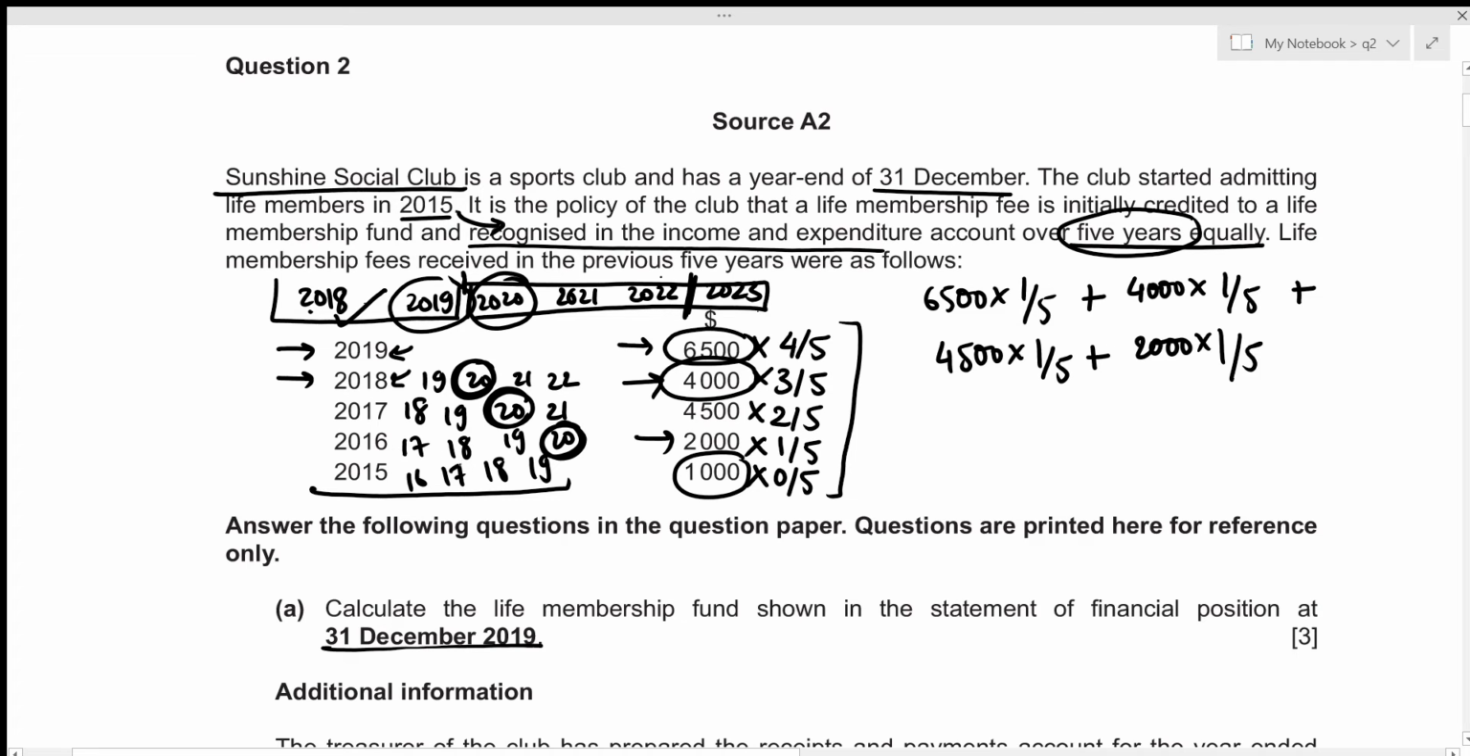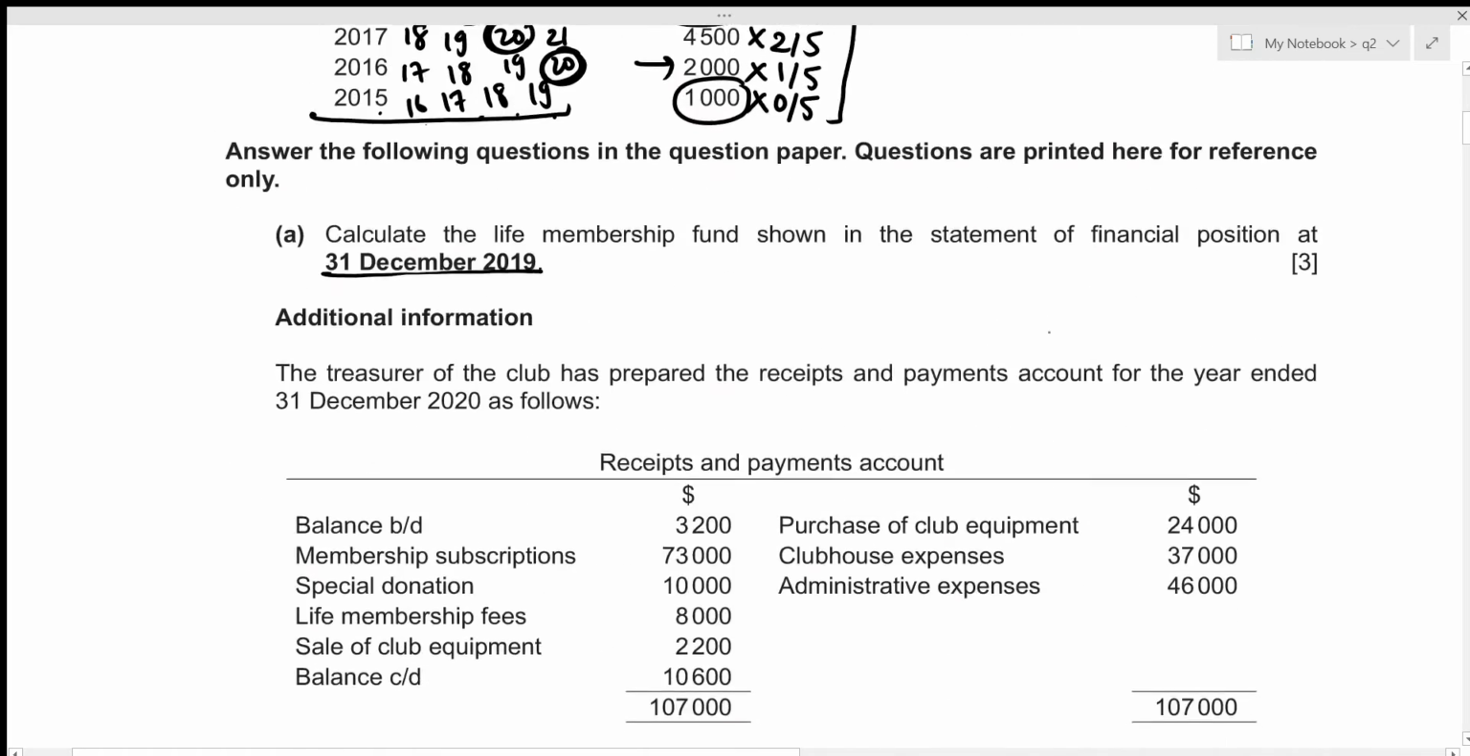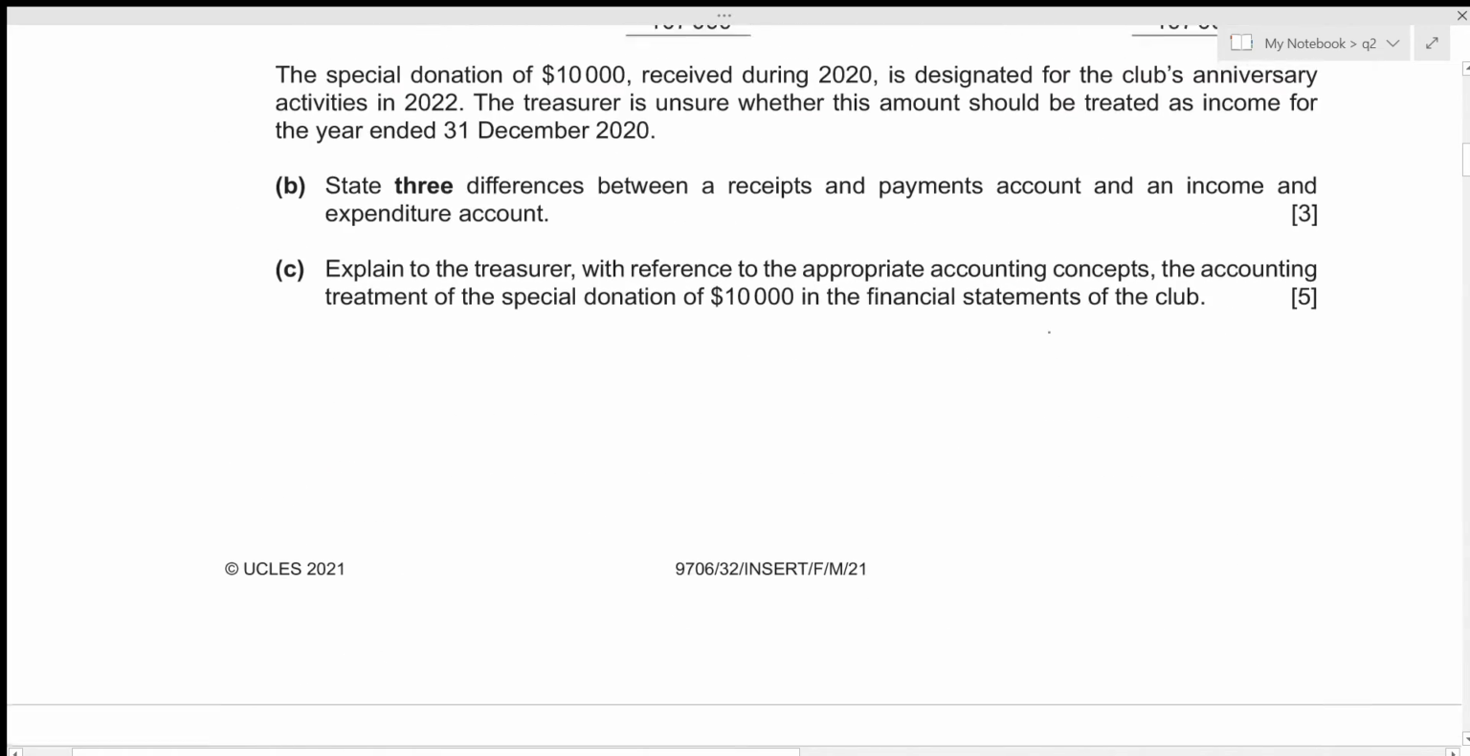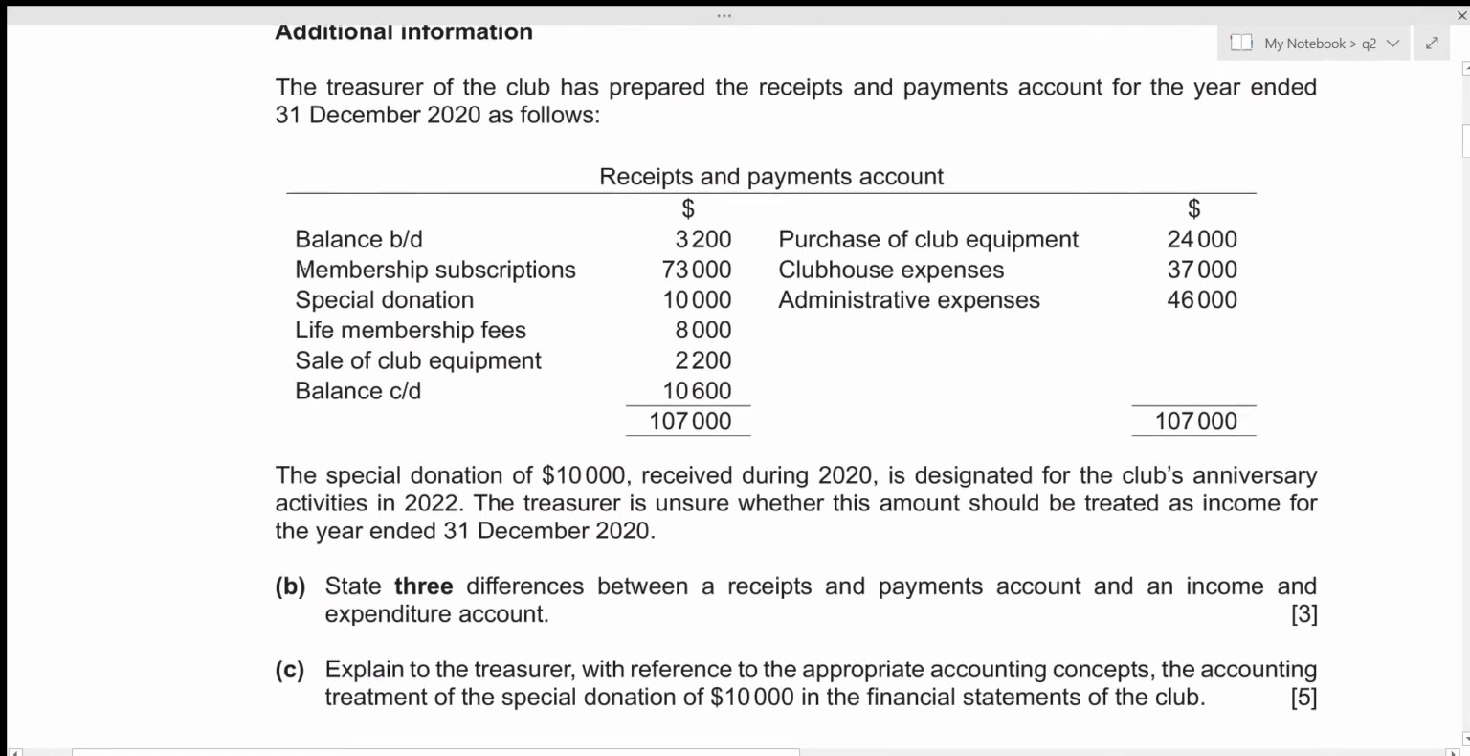But for 2015, it is to be recognized in 15, 16, 17, 18, and 19, which means that this value will not be included as an income for 2020. But remember that we only included the life membership fees up to 2019, but this should also include the life membership fees for 2020, right? We must have missed some information below. Okay, right here, we can see that this is the receipts and payments account for 2020, and we received the life membership fees right here of 8,000.